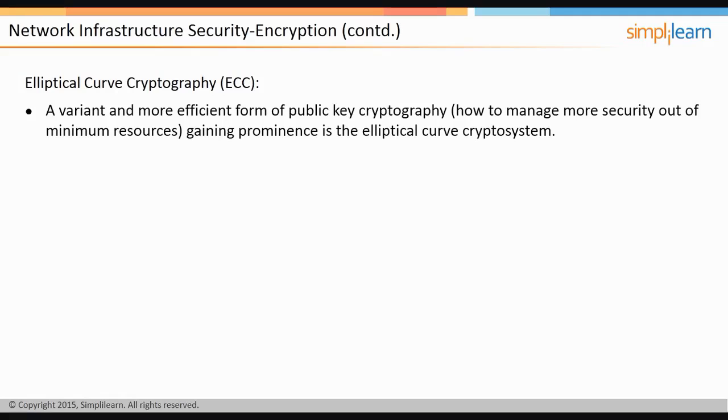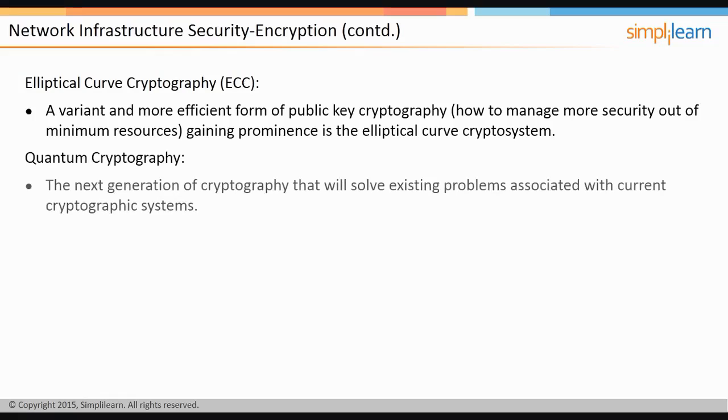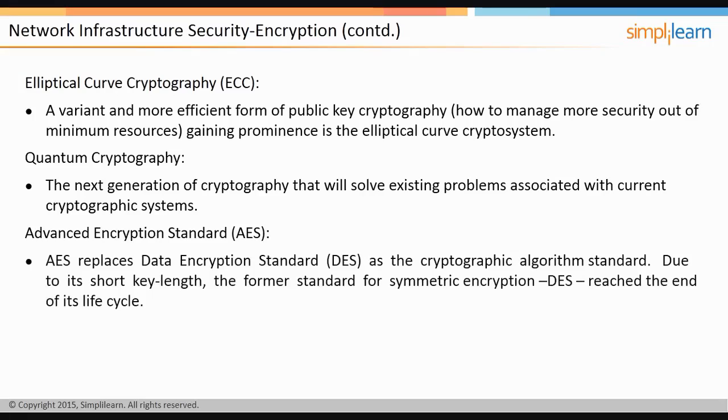How to get more security out of minimum resources? Gaining prominence is the elliptic curve cryptosystem. Quantum cryptography is the next generation of cryptography that will solve existing problems associated with current cryptographic systems. Advanced Encryption Standard, AES, replaces Data Encryption Standard, DES, as the cryptographic algorithm standard. Due to its short key length, the former standard for symmetric encryption, DES, reached the end of its life cycle.